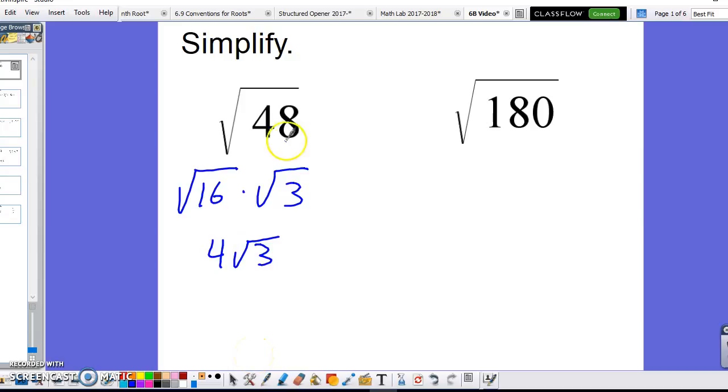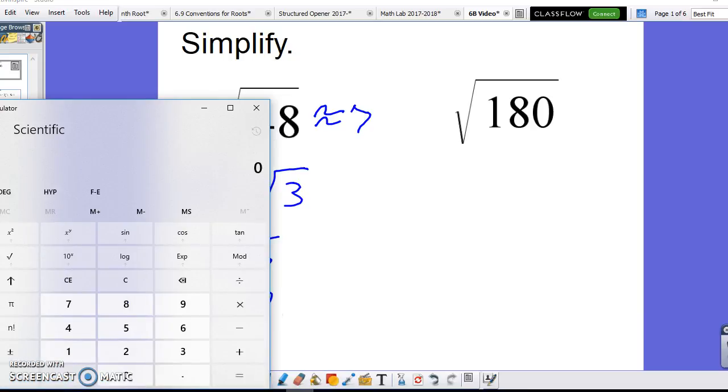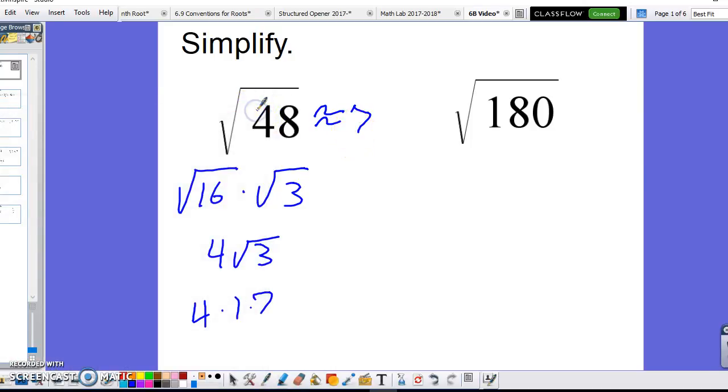Okay, so square root of 48, 48 is almost 49, so I know the square root of 48 is going to be really close to 7. It's about 7 or just short of it. Square root of 3 is approximately 1.7, so 4 times 1.7. Little math on the calculator, 1.7 times 4, 6.8, which we said it was going to be slightly less than 7. I can see the square root of 48 and 4 square roots of 3, just by doing a little estimating there, are in fact the same thing. So that's one method, looking for factors that are perfect squares.